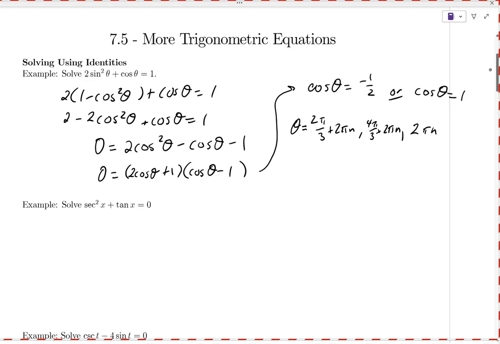So again, notice there's not a lot different that we did in this problem than what we did in the previous section. All we did was just make sure that we wrote everything in terms of the same trig function to start. So, using that same principle, let's look at the second example.